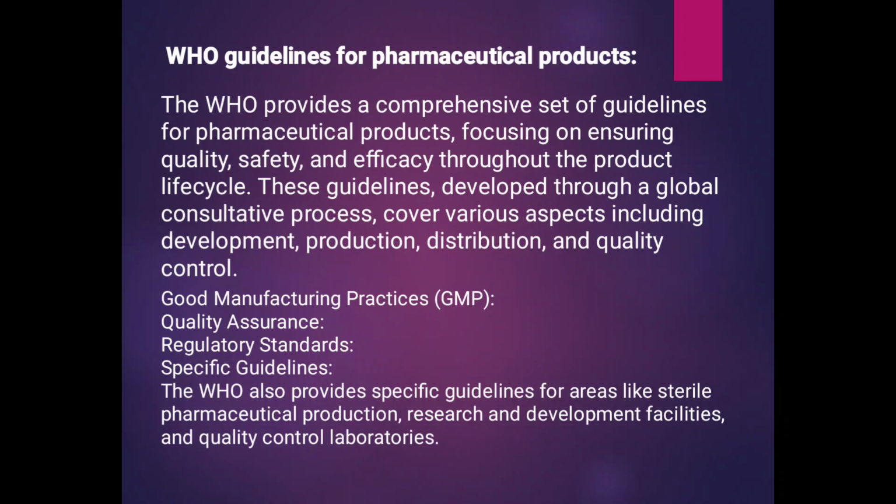WHO guidelines for pharmaceutical products: the World Health Organization provides a comprehensive set of guidelines for pharmaceutical products, ensuring quality, safety, and efficacy throughout the product life cycle. These guidelines are developed through a global consultative process. They cover good manufacturing practice, quality assurance, regulatory standards, and specific guidelines for sterile pharmaceutical production, research and development facilities, and quality control laboratories. For any dosage form, vaccines, pharmaceutical dosage forms, and food products, stability testing is required to assess the safety of the drug.